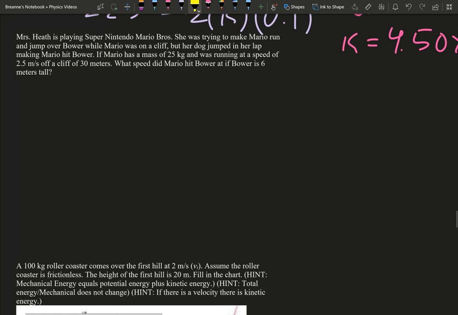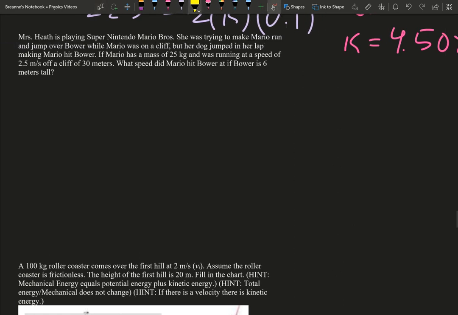So we have that Mario's mass is 25 kilograms. We have that the speed that he's running at was 2.5 meters per second, and we have that the cliff was 30 meters. We are looking for speed, and then we know that Bowser is 6 meters tall. So let's start with our givens. There's a lot of givens. So mass is 25 kilograms.